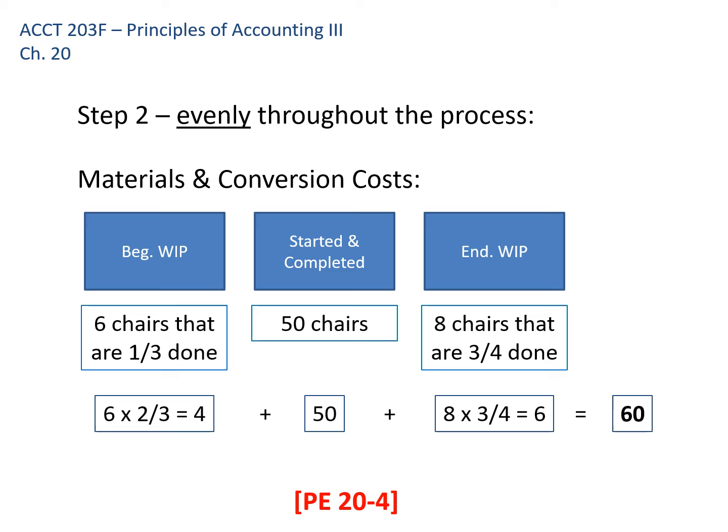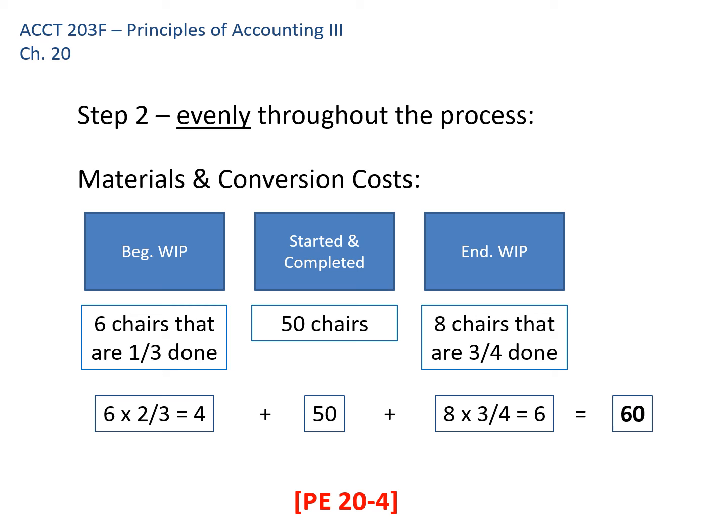So let's assume in our example that when we started at the beginning of the month, we walk in the first day of production and we've got 6 chairs that are 1/3 done, okay? Then I find out that I started and completed 50 chairs, okay? And then in ending work in process, let's assume I have 8 chairs that are 3/4 done. So I need to come up with a number of units for what I got done, what I accomplished, okay? So the right number isn't 6 plus 50 plus 8, because I didn't do all the work for all of those chairs.